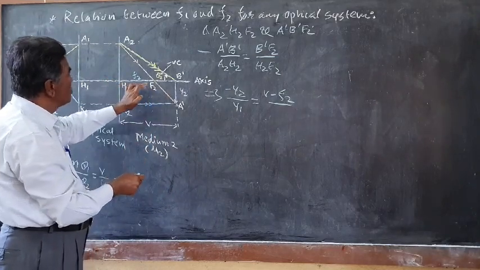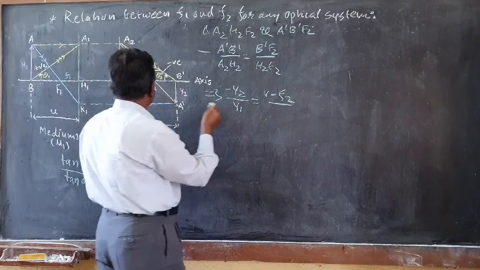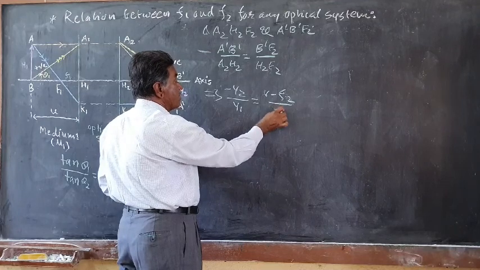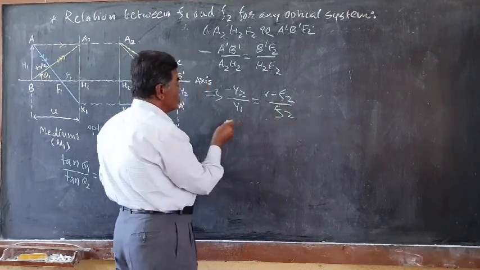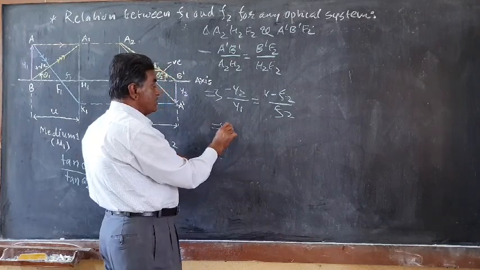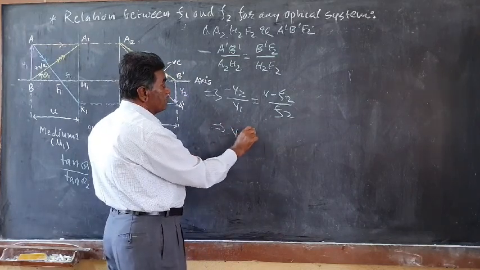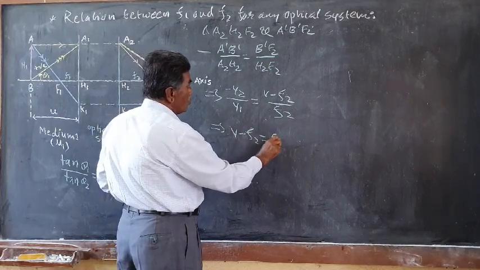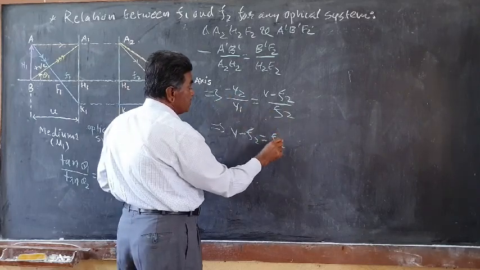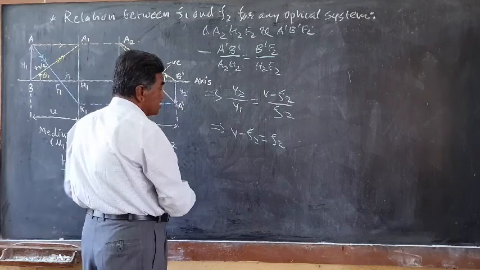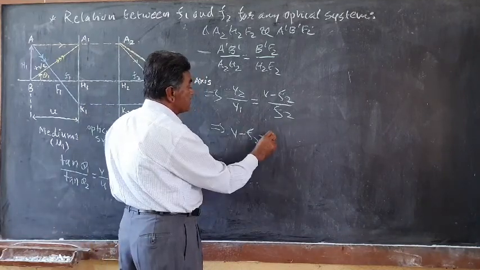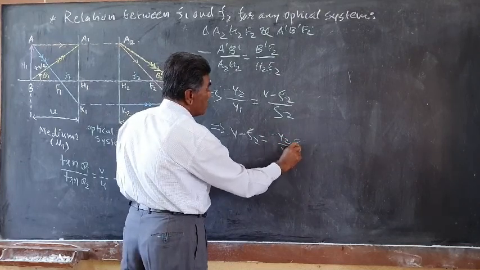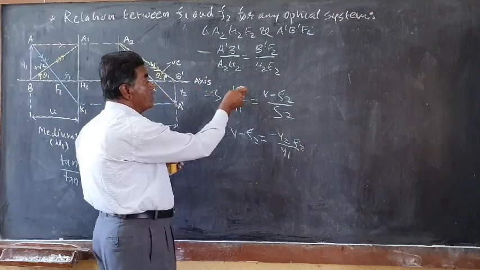S2 F2 is nothing but f2, and these distances are positive. Therefore, we get v minus f2 divided by f2, which implies v minus f2 is equal to minus y2 divided by y1 into f2. Here we are getting y2 f2 divided by y1.